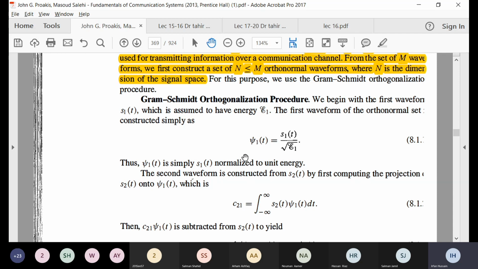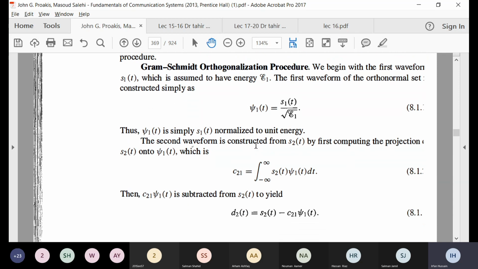Let us go further. Alright, this was your psi1. Now I want to construct psi2. But first of all, you have to make sure that in constructing psi2, there should be no portion of S1 or of psi1. So what I do? First of all, you find the part in S2 of psi1, the linear dependence portion in S2 of psi1, that is called C21. Just find this value C21. It will be just S2 times psi1 integrated over.